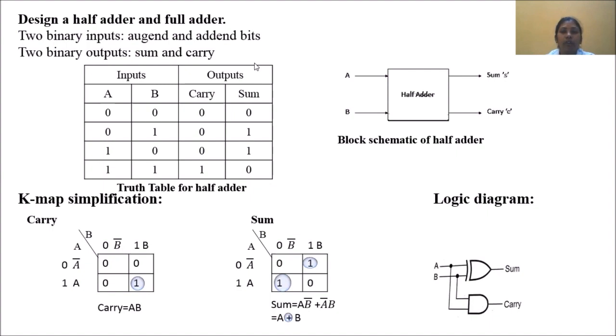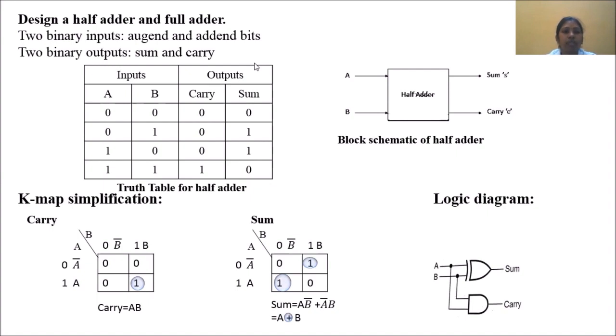The block diagram of half adder includes two inputs, A and B, and two outputs, sum and carry. Sum is denoted as S and carry is denoted as C. Using this truth table, you need to derive the expression for the carry and the sum output. The derivation of expression is done by using the K-map simplification. Separate K-maps are drawn for sum as well as for carry. Since it involves only two variables, we can draw a two variable K-map.